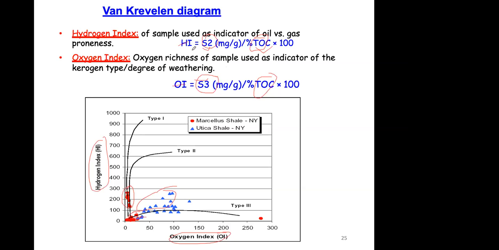Hydrogen-oxygen ratios control the type of hydrocarbon. Generally, in the case of oil producing kerogen, you will get a greater amount of hydrogen compared to gas. So based on the hydrogen index and oxygen index, you can find out what type of organic matter is there, and ultimately what type of hydrocarbon will be produced by the shale.